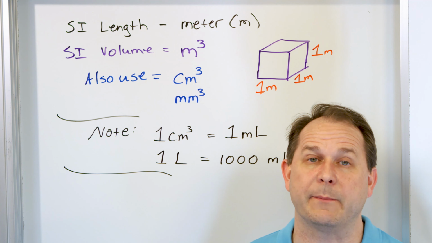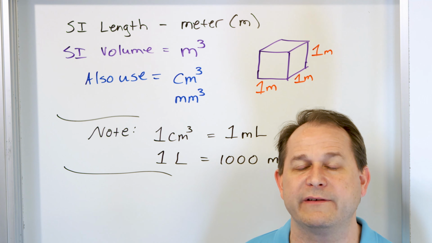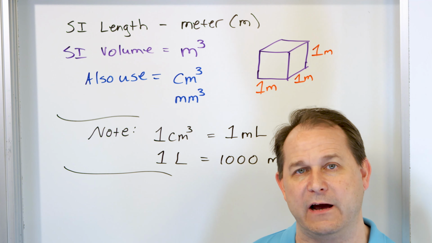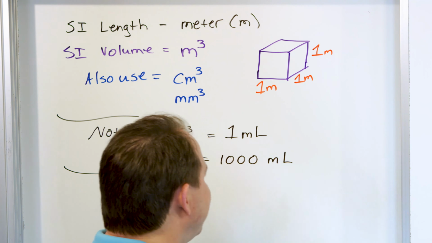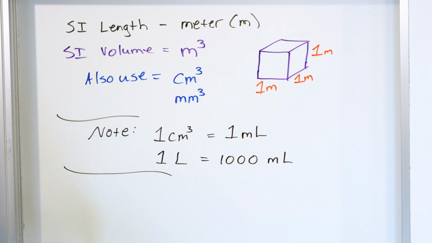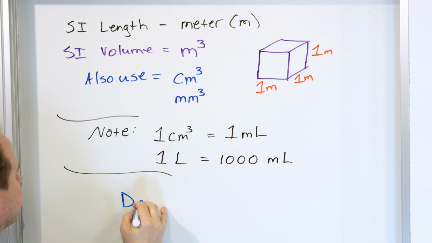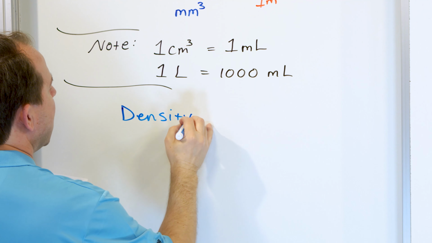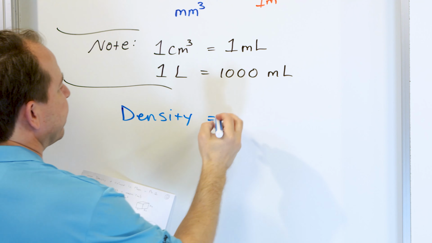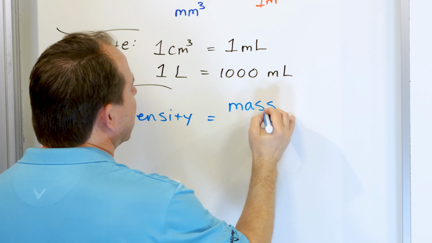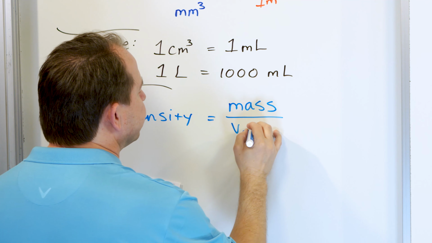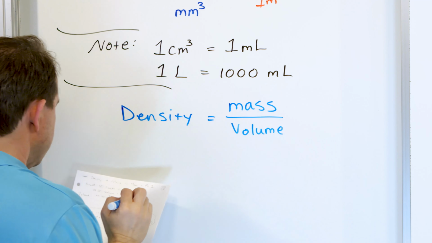So next we have to talk about one of the most important derived units in chemistry, and that is called the density of a substance. So this is how it's going to tie into the density in our discussion of water like we just talked about. So the density of an object is equal to the mass of the object, and we're going to talk about all this, divided by the volume of the object, right?